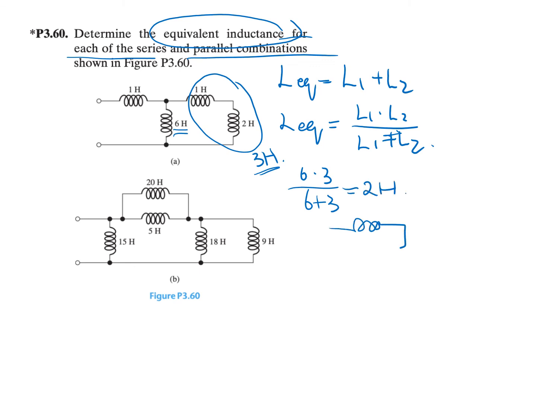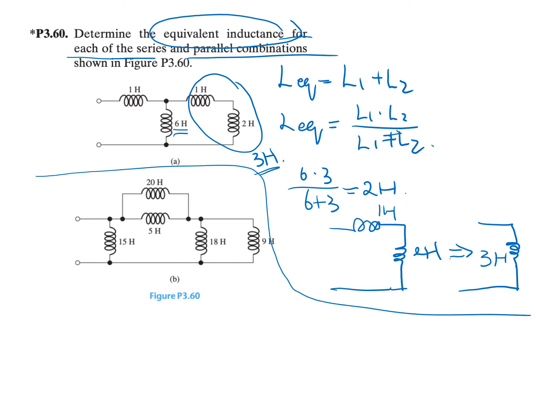Now the circuit becomes like this: 1 Henry, 2 Henry. So these two are connected in series again, and we can simplify them by adding them together. That's 3 Henrys. This is question A.